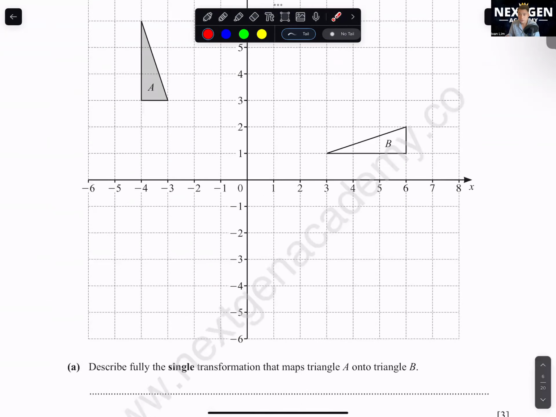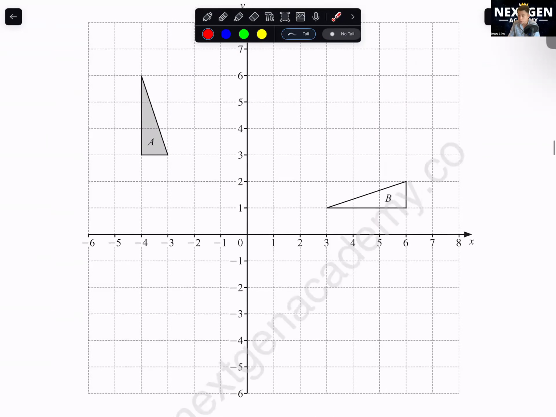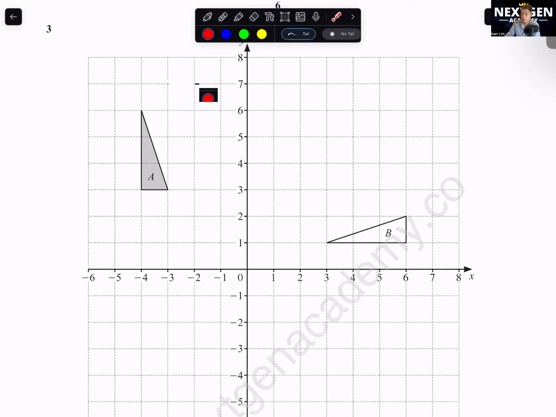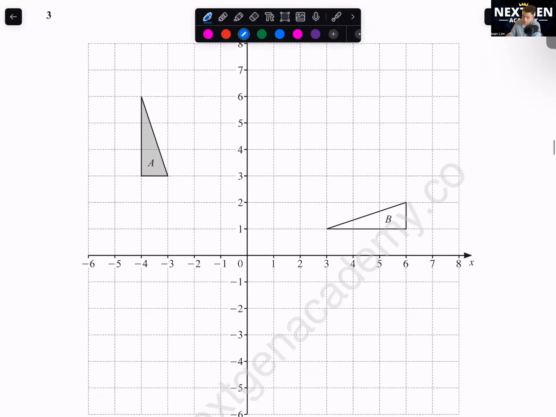Okay, question 3. Describe fully the single transformation A onto B. Okay, A onto B, I can't really show you all here. You can either use tracing paper, you can use your ruler, or the third one, you can do perpendicular bisector. Okay, maybe I can show you all the perpendicular bisector method. Let's see, A onto B.